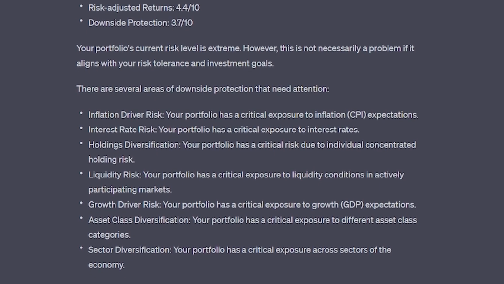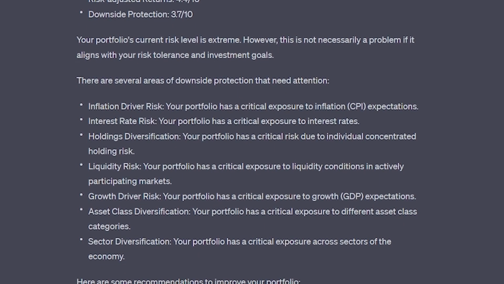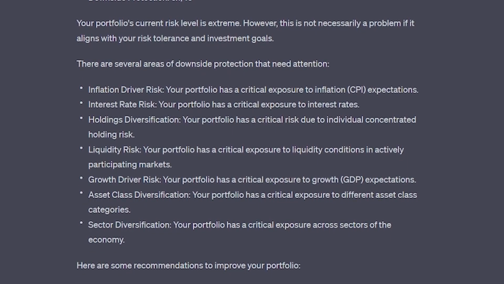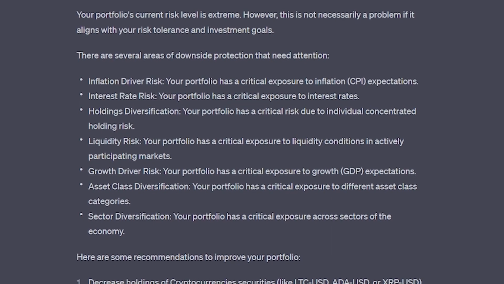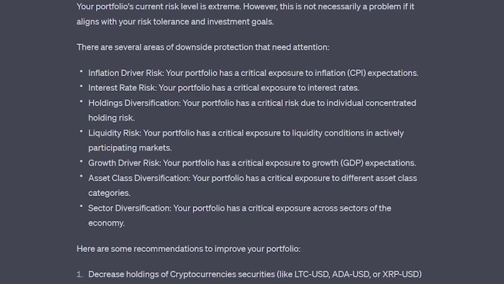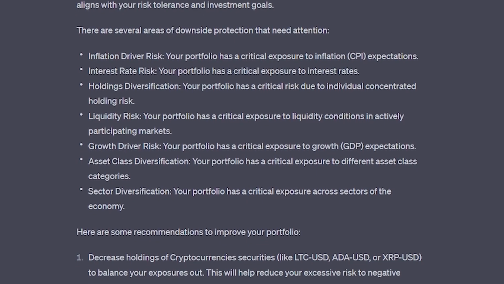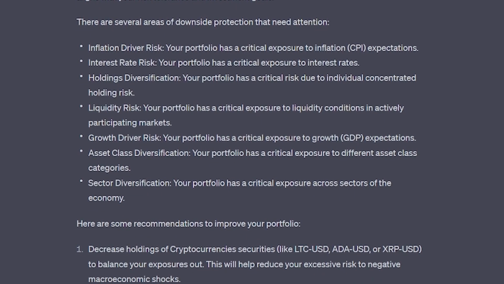And it says here are several areas of downside protection that need attention. So inflation driver risk, interest rate risk, holdings diversification. Your portfolio has a critical risk due to individual concentrated holding risks. That's going to be the crypto.